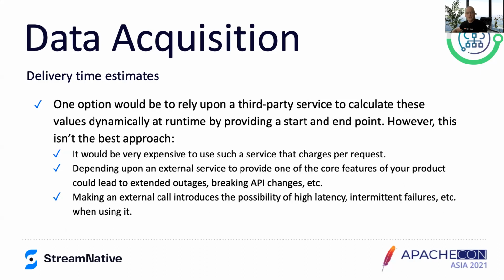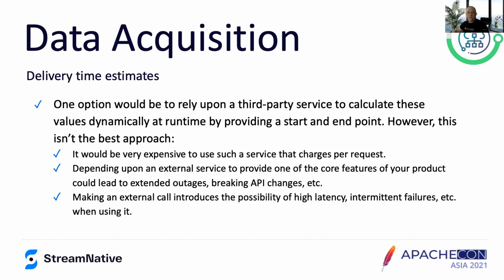So how are we going to address this problem, right? One option would be to rely on a third-party service to calculate these values dynamically, right? You could make a dynamic call out once you had the driver location, or you could specifically say from the restaurant location where the driver's leaving to the customer's location, and submit that to like a Google Maps API and give you an estimate of what the travel time is. But that wouldn't be the best approach.